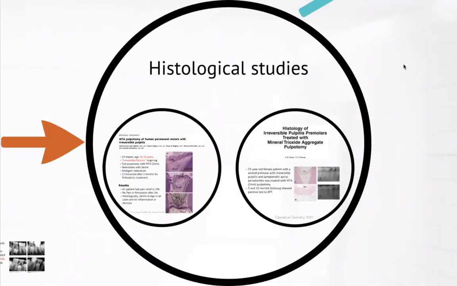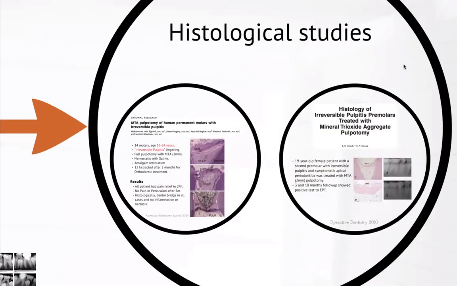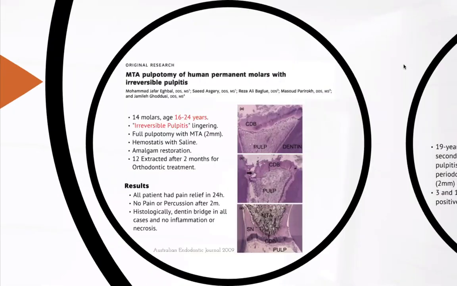I'm going to mention two histological studies real quick. This was published in the Australian Endodontic Journal. He had 14 molars. The age group was 16 to 24. And all the cases had irreversible pulpitis. They did full pulpotomy, thick MTA, hemostasis with saline. They did amalgam restoration, and they extracted the teeth after 2 months for orthodontic treatment.